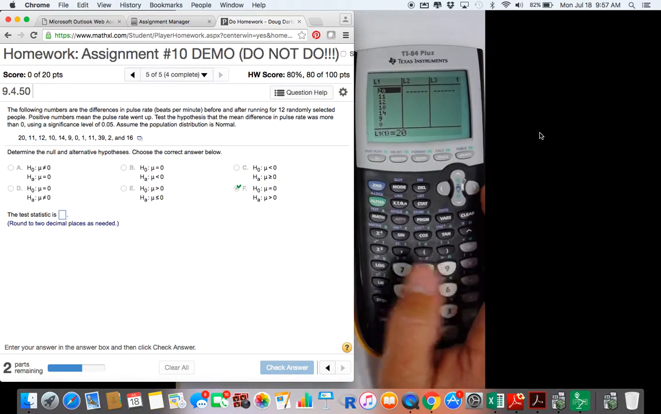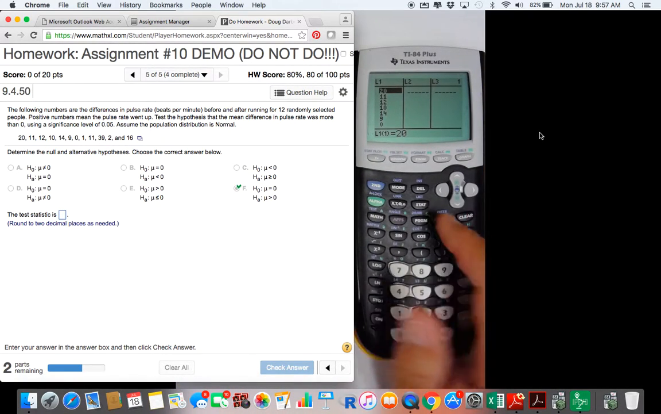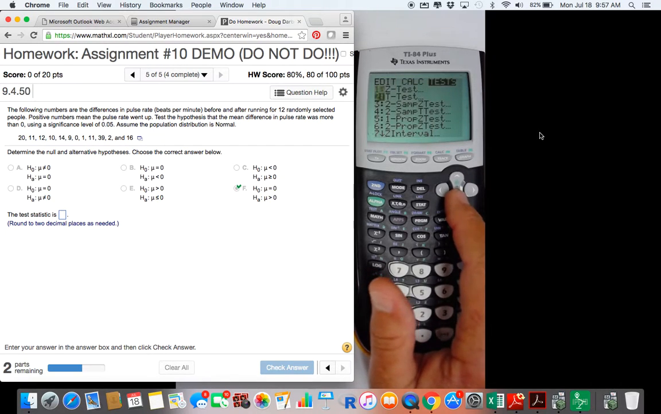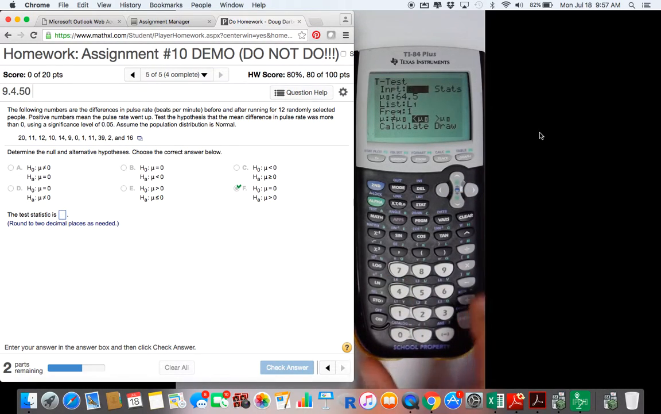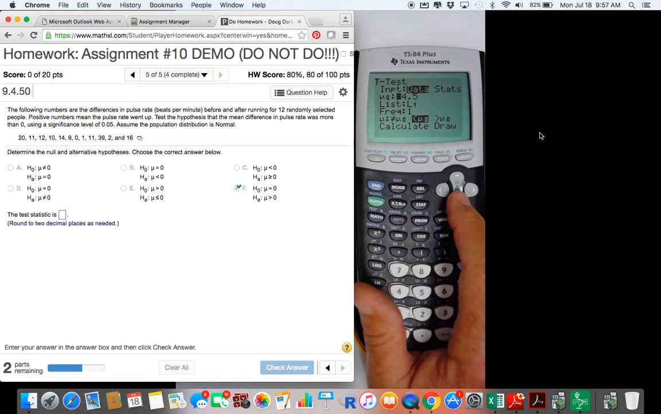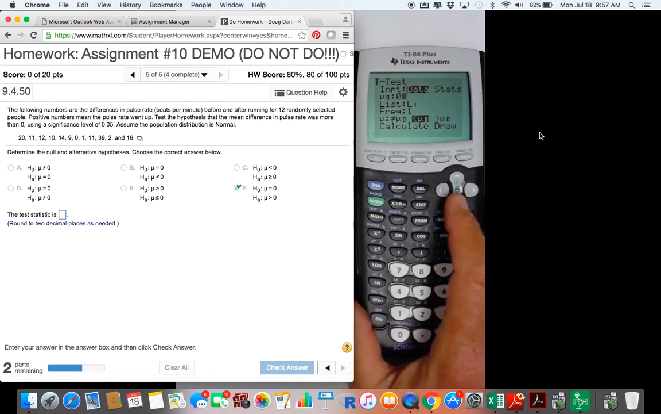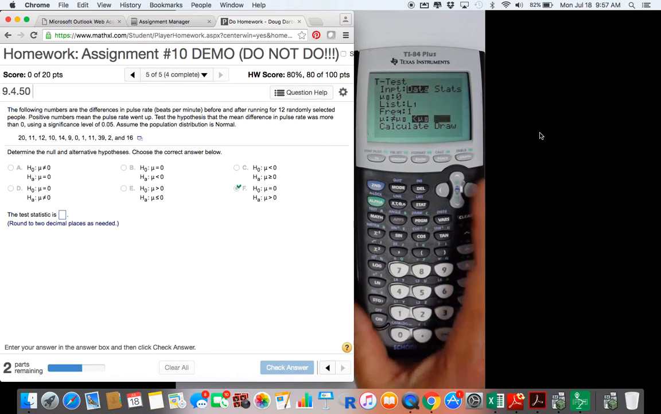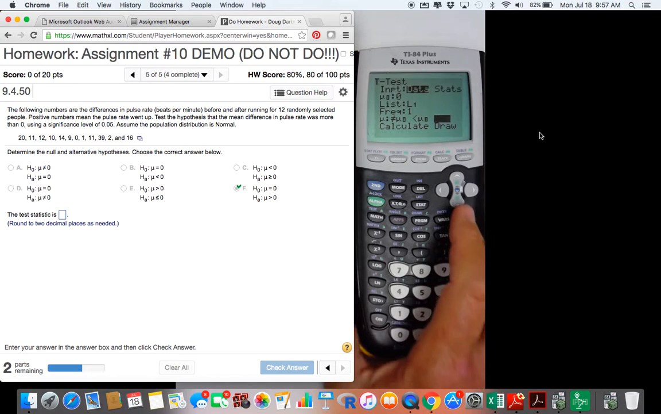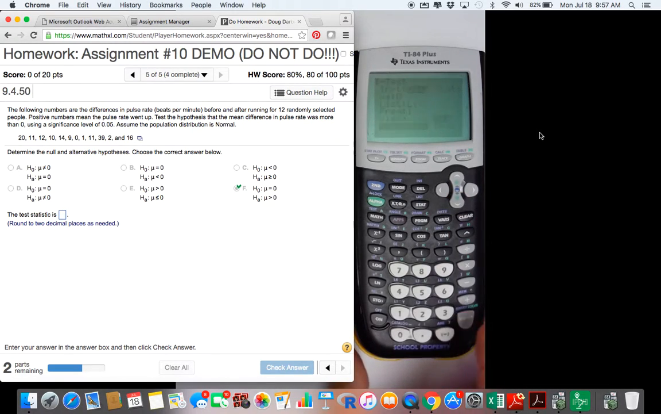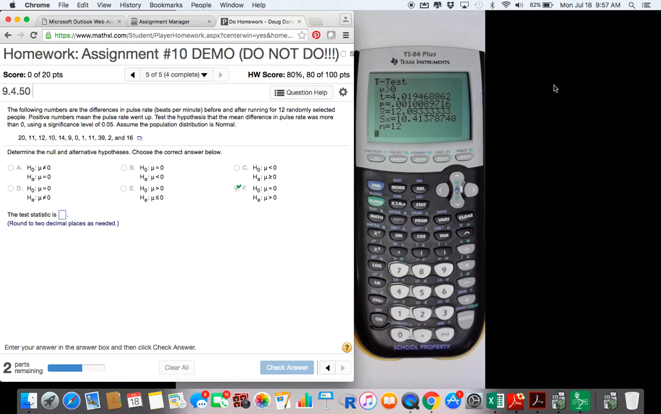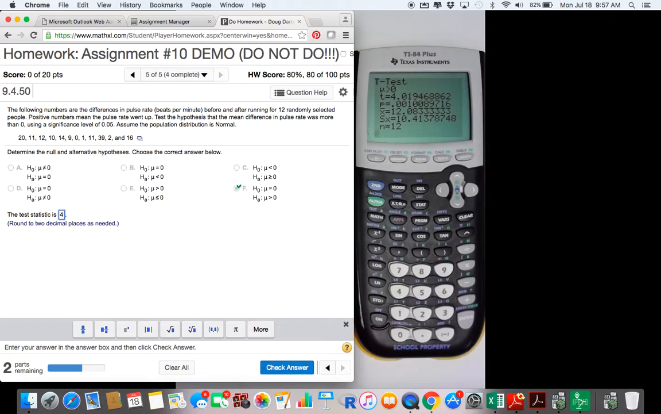My test statistic, how am I going to find it? I'm going to use the calculator. So, my hypothesized value is 0. I'm using the numbers that I have in L1, and I want greater than. So my test statistic to 3 places is 4.019.